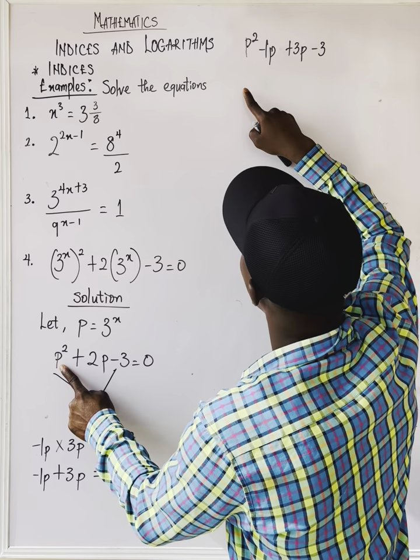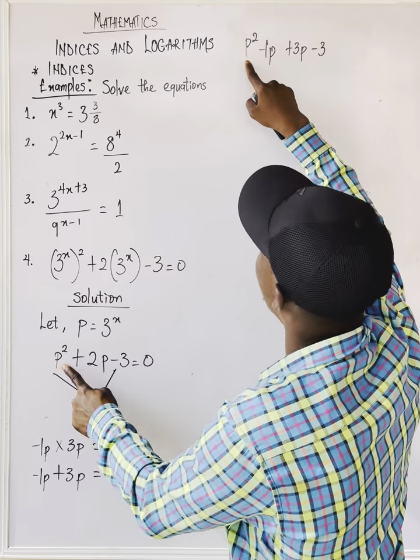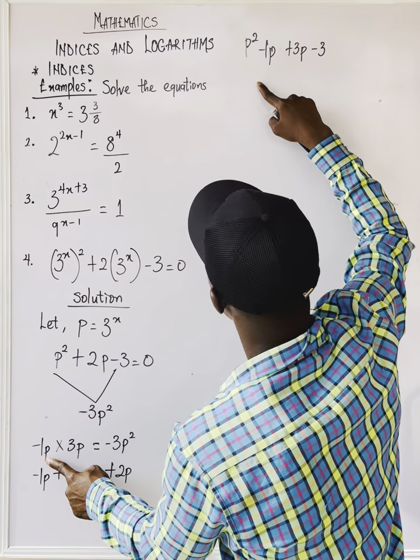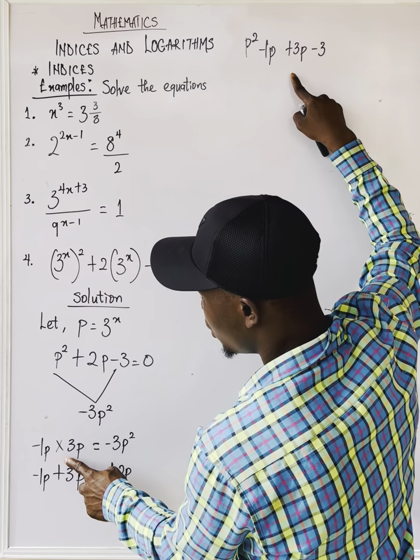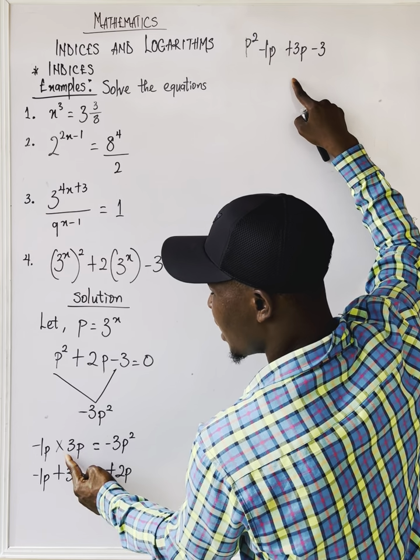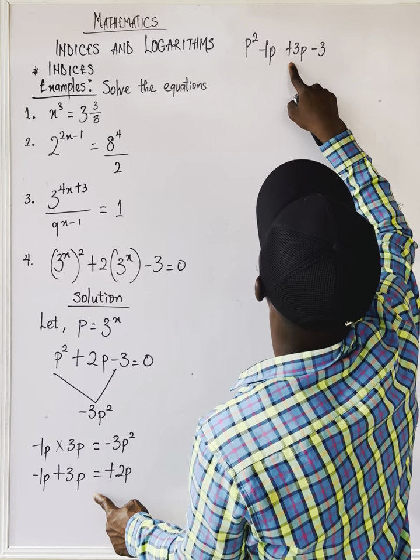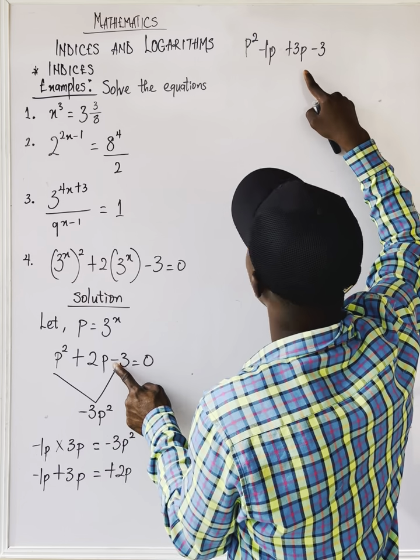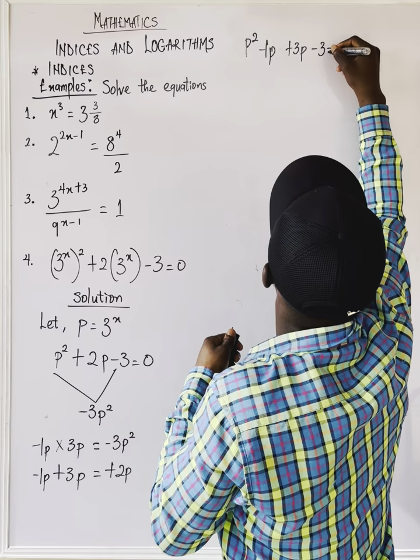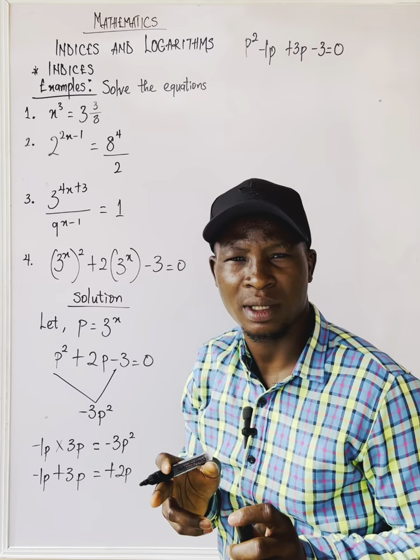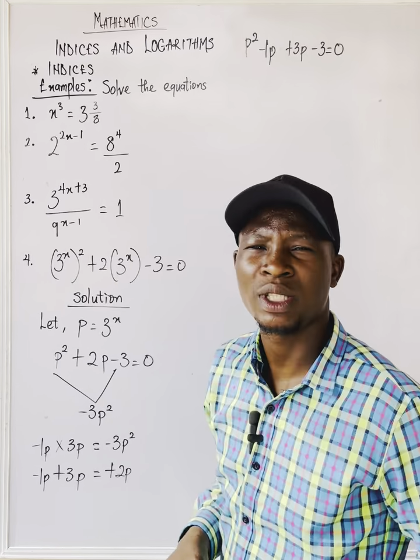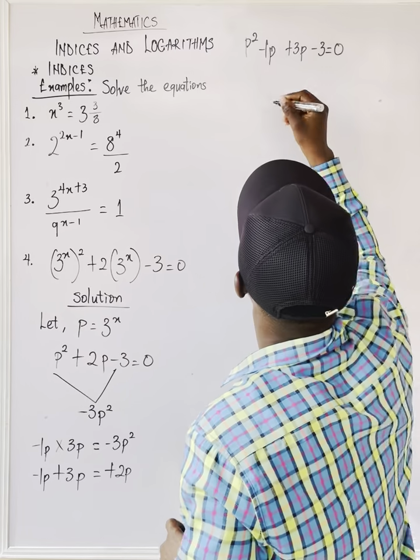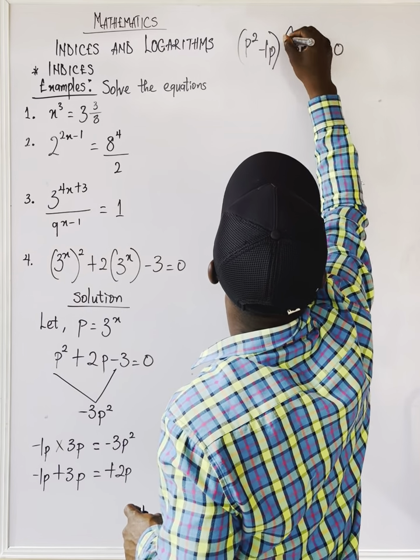You pick the first thing in the equation, which is p squared. Then you pick the first number you used, which is minus 1p. You pick the second number you used, which is plus 3p. Here it's just like an invisible plus, plus 3p. Then you pick the last thing in the equation, which is minus 3, all equals to 0. That's how you do it. You throw away this middle one. We don't need it again. So what do you do? You pick your bracket like this.